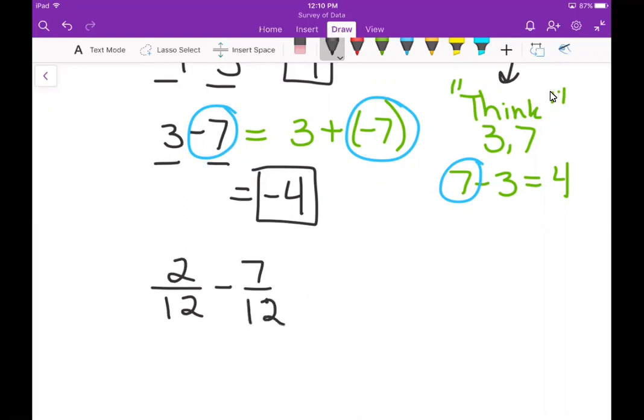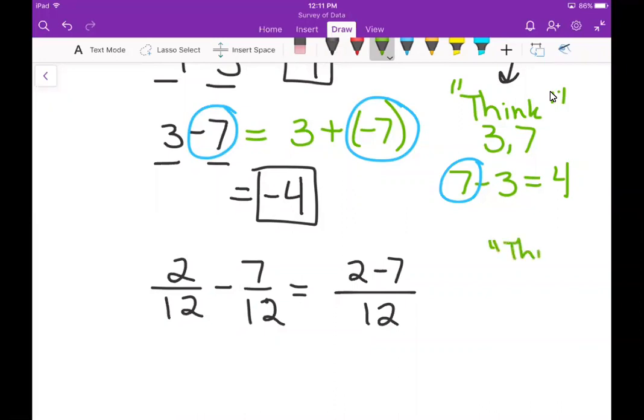What happens here? Now I have a common denominator situation, so I can put those over the same denominator. That's 2 minus 7 over 12. And then remember, you're still doing a subtraction problem here, but instead of thinking, okay, 2 minus 7, where do I end up with there?